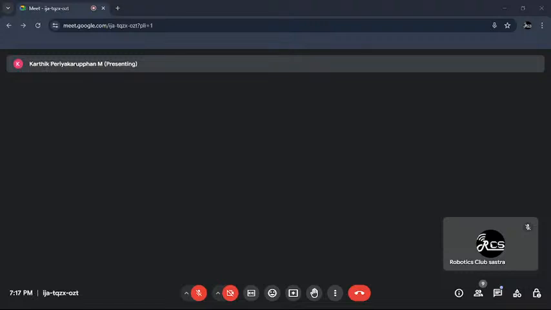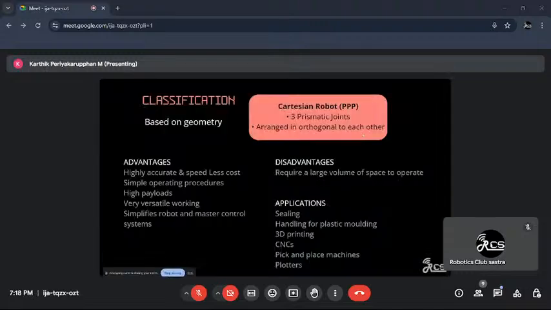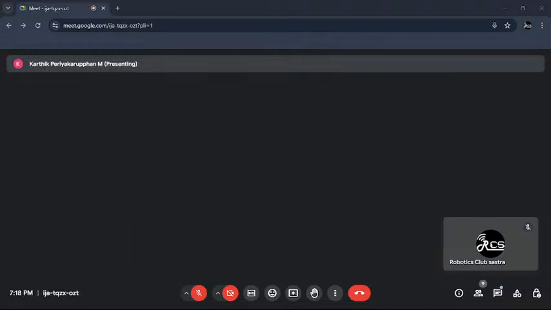So Cartesian robot. There are three prismatic joints arranged orthogonal to each other. What do you mean by orthogonal? It is actually perpendicular to each other. Assume the three-dimensional axes x, y, z. All are perpendicular to each other, right?